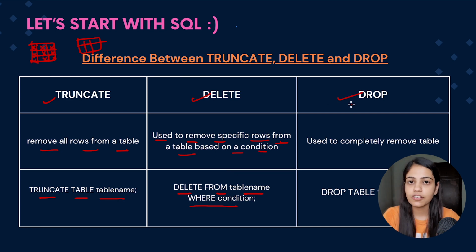The third one is the drop command. The drop command is used to completely remove the table. So it not only deletes the data, it also deletes the entire table. It removes the existence of the table. If in a database there is a table, and if we use the drop command for that particular table, that table would be deleted. There would be no existence of that particular table. The command for the same is drop table, and then we give the table name.